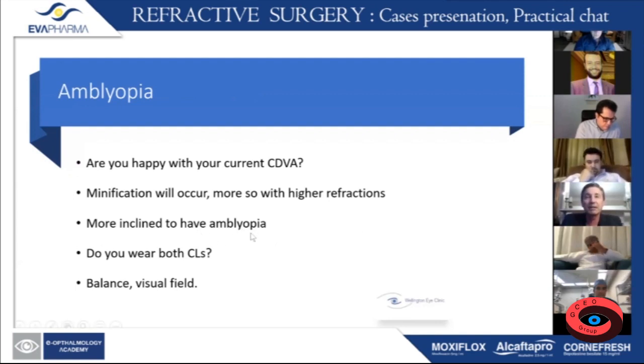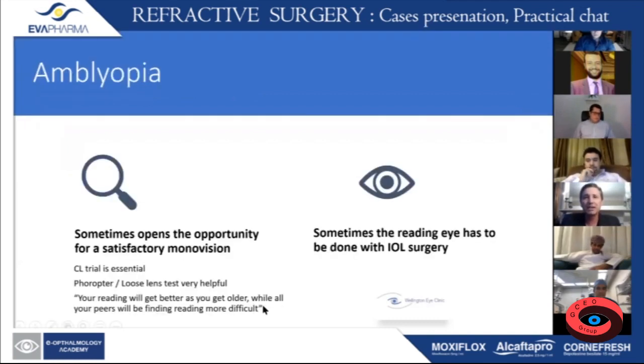You're more inclined to have amblyopia. Does the patient who has amblyopia in one eye, do they wear both contact lenses? And if they do, what are they wearing the second lens for? Is it mostly for balance, for increasing the visual field? It's important to manage expectations.